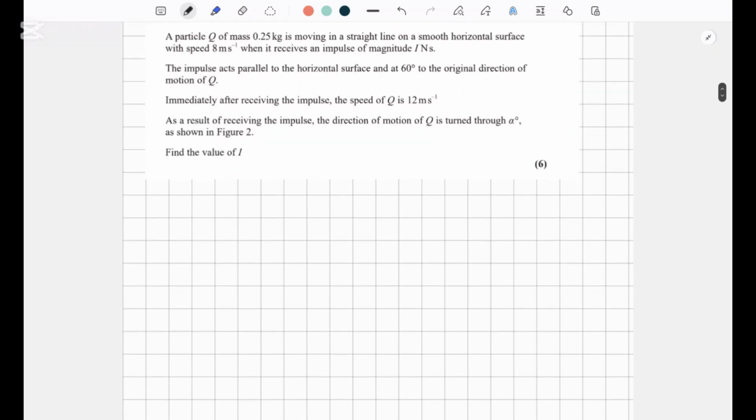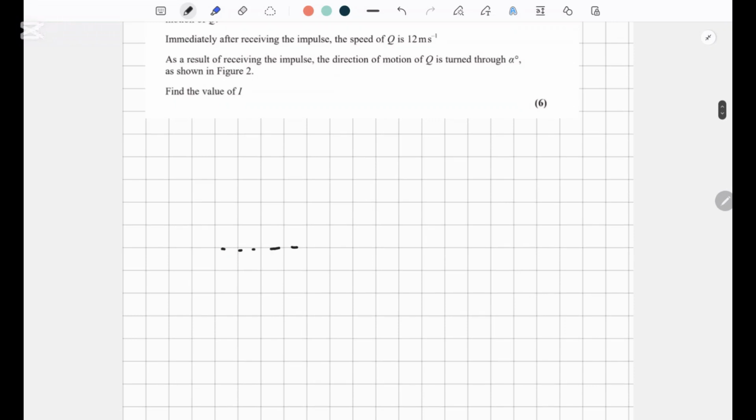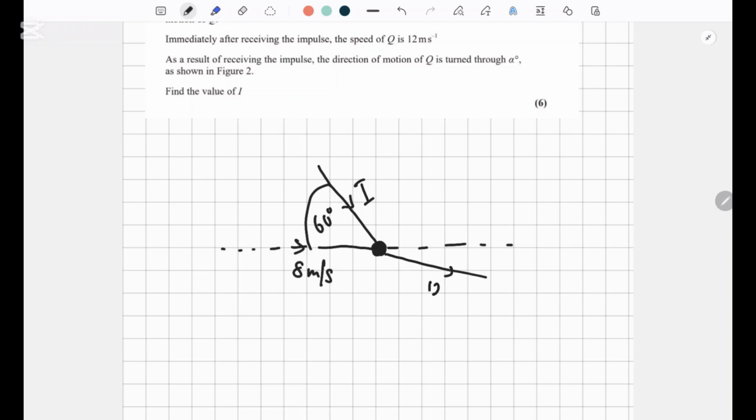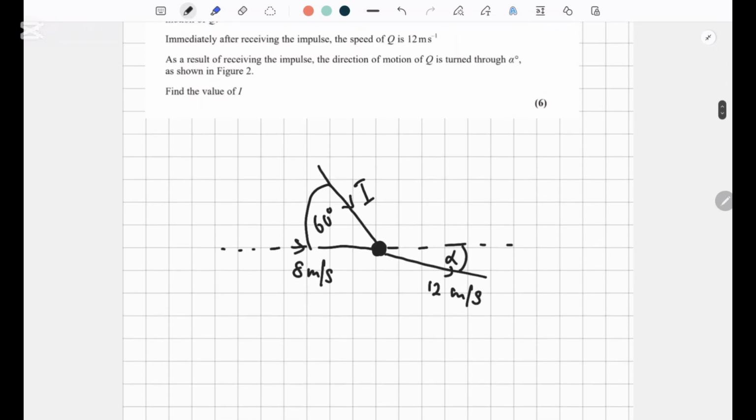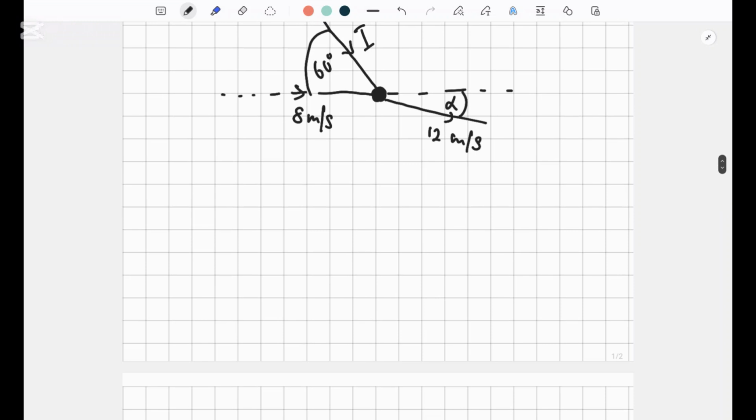Okay, so I'll just draw a diagram. So let's see, the particle is here, it's traveling at 8 meters per second, then receives an impulse of I at 60 degrees, and then immediately after the impulse, leaves with a speed of 12 meters per second at an angle of alpha. Alpha, it looks like A, but usually we call it alpha. So, yeah, this is your question.